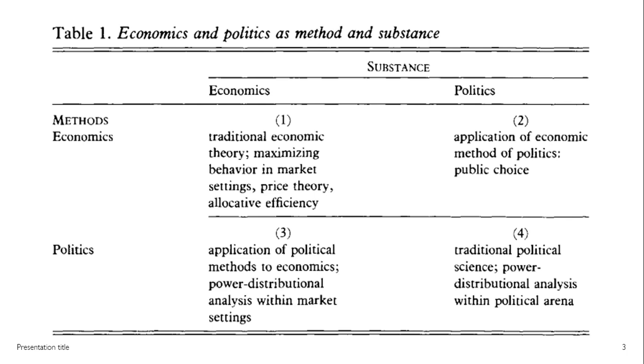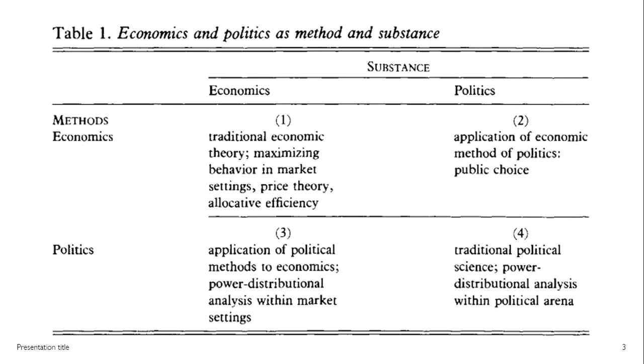Cell 1 is the intersection of neoclassical economic method and economic phenomena. It involves the rational pursuit of self-interest in perfect or imperfect market settings, the study of price movements and efficient allocation of resources. The fourth cell defines political science, traditionally conceived as the study of public patterns of power and authority within the state.